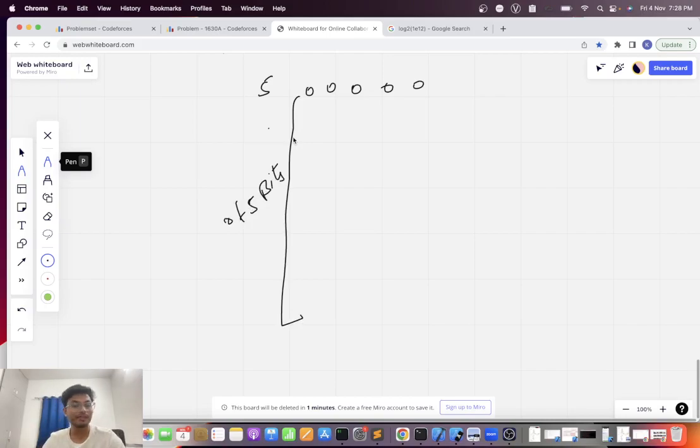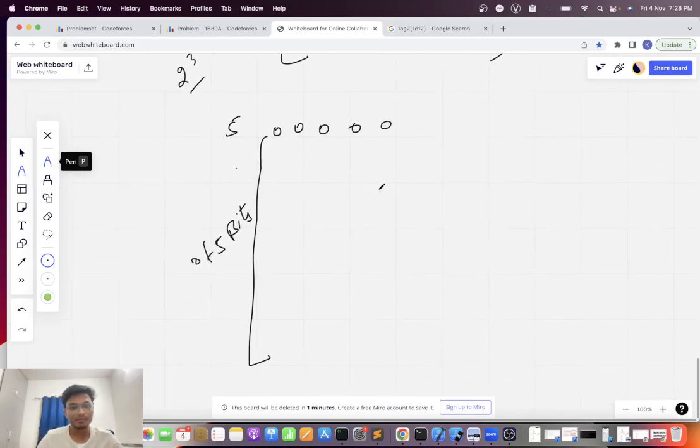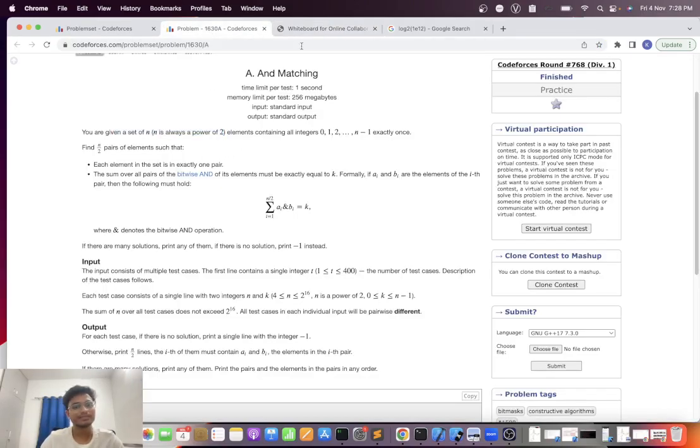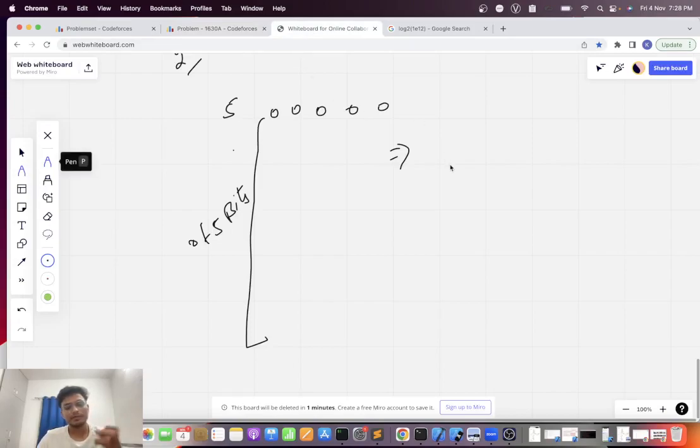If this is not the case, then we are not able to do that problem. Okay, so I'm having all the different values of 5 for n bits. Okay, so how can it be 0?